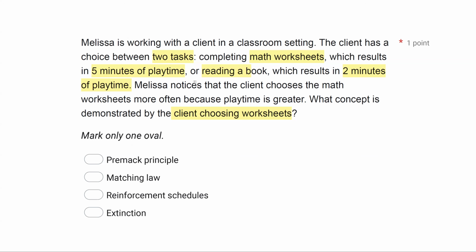Reinforcement schedules. Now be careful. We are looking at some sort of potential schedules here, but all we really know is the amount of reinforcement they receive. We don't really know the schedules, and that's not what we're looking for either in the choice. So be careful with C. It's appealing, it just doesn't fit. And then D, extinction. Well, we're not talking about extinction when we talk about the client choosing. We're not putting the behavior on extinction. The client's simply choosing one over the other, and they're choosing it more often because of matching law.